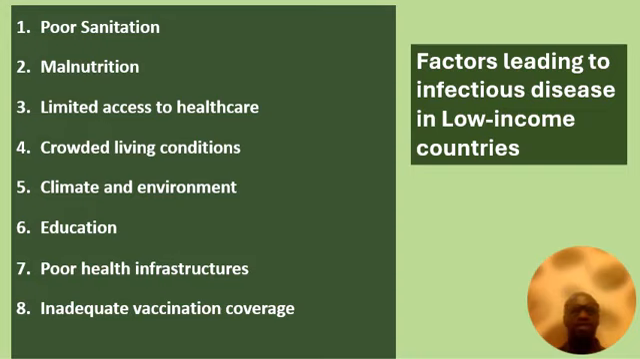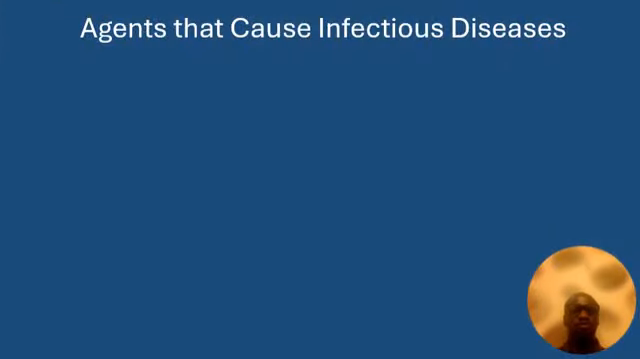When we have poor public health infrastructures, this also leads to spread of infectious disease among low-income countries. This includes surveillance systems, disease control programs, and emergency response capacity among low-income countries. Then lastly, inadequate vaccination coverage. When there is no adequate vaccination for children, it can lead to outbreaks of infections such as measles and rubella and other infectious diseases in low-income countries.